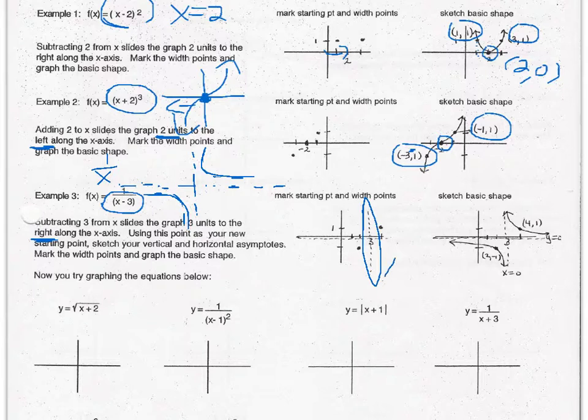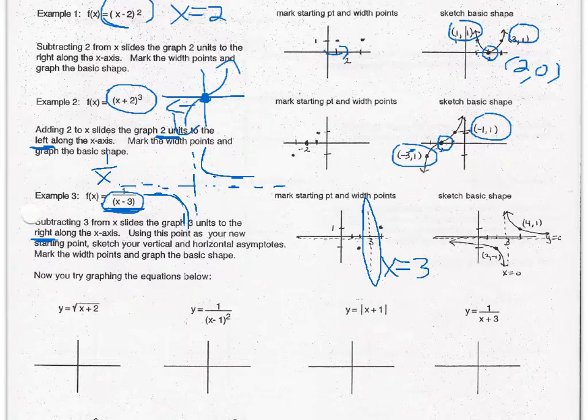So the new VA is x equals 3. And it kind of makes sense because if you look at the algebraic way of doing it, since the bottom is x minus 3, you can't divide by 0. If x equals 3, that's where it's going to be undefined. So where the values you get undefined, that's where you get your VAs. And then everything else is the same.